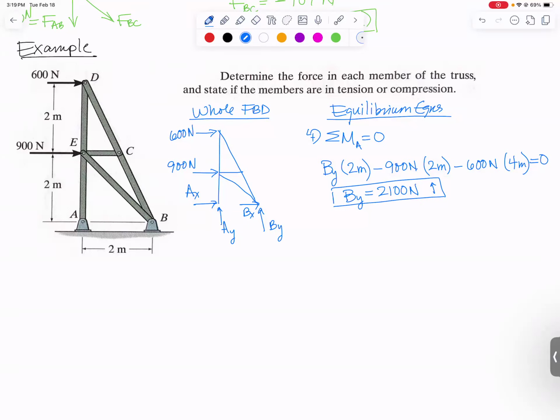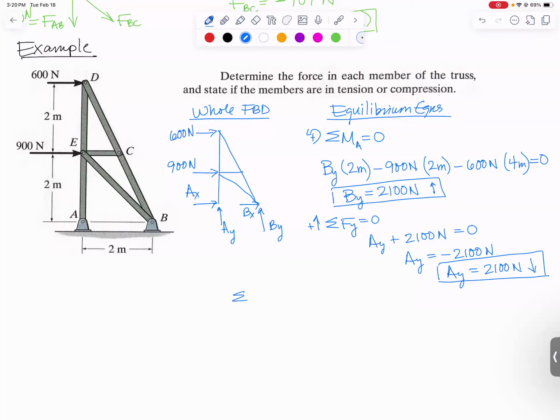Now I can sum forces in the Y to solve for AY. I've got AY plus BY, which is 2100 newtons, equals 0. AY comes out to be minus 2100 newtons, which means I drew it in the wrong direction, and AY is actually 2100 newtons, not up, but down. And then let's sum forces in the X direction. It's our other equation. See what it gets us.